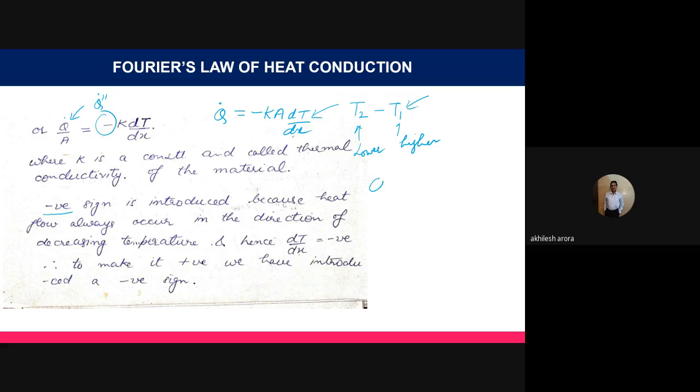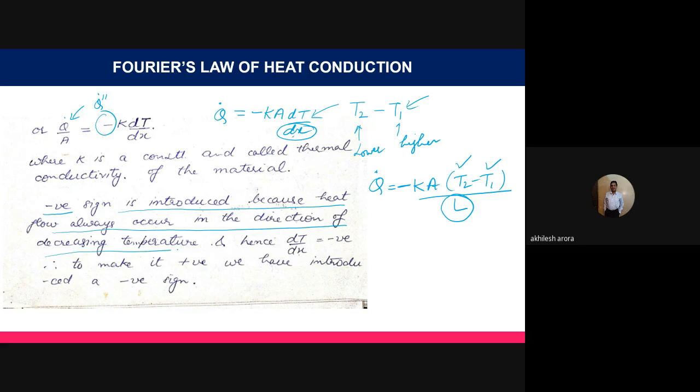So the formula may come out to be minus kA times T2 minus T1 divided by some length L, which we get when we integrate dx. Because this is lower and this is higher, we need to put a negative sign here, because heat always flows from high temperature to low temperature. So negative sign is introduced because heat flow always occurs in the direction of decreasing temperature, and hence dT by dx is negative.